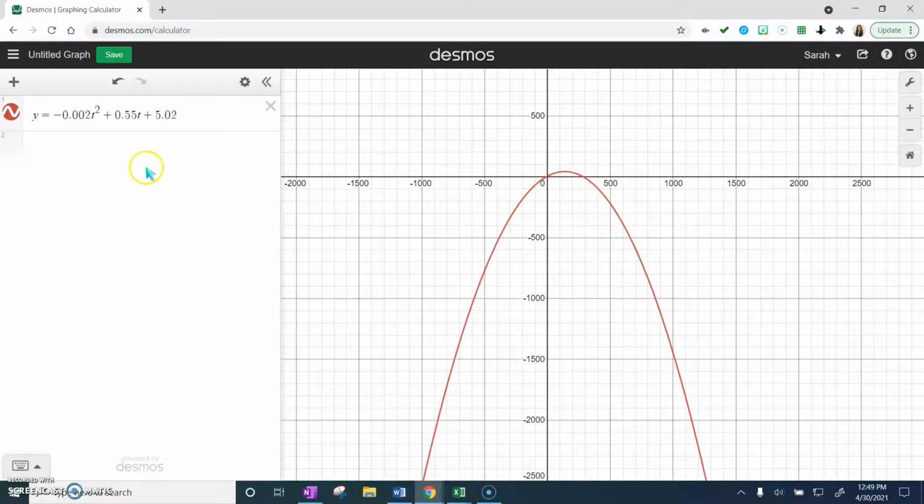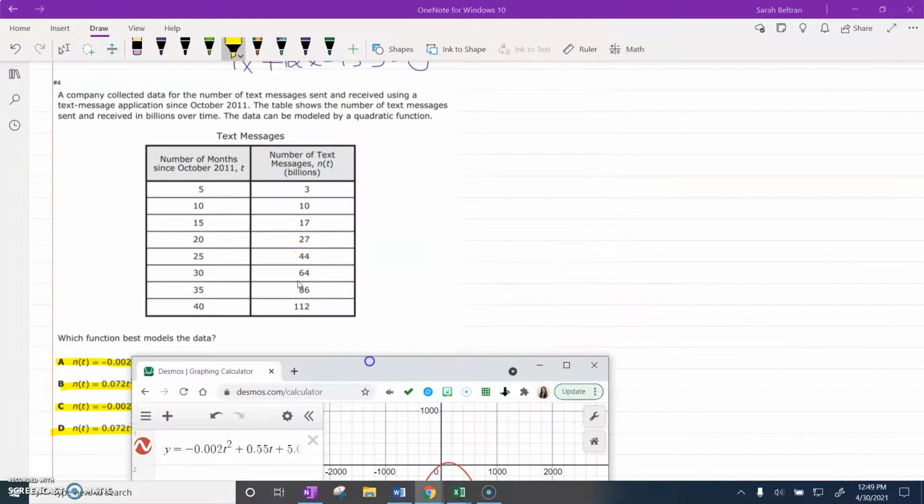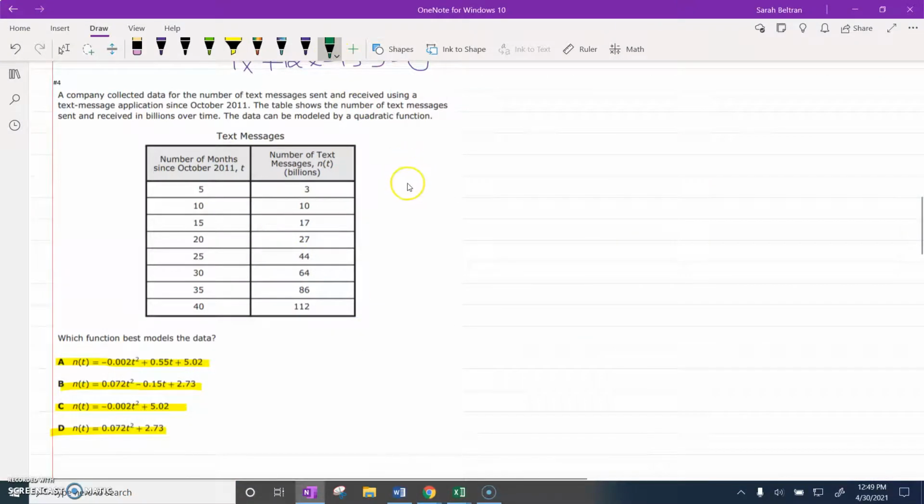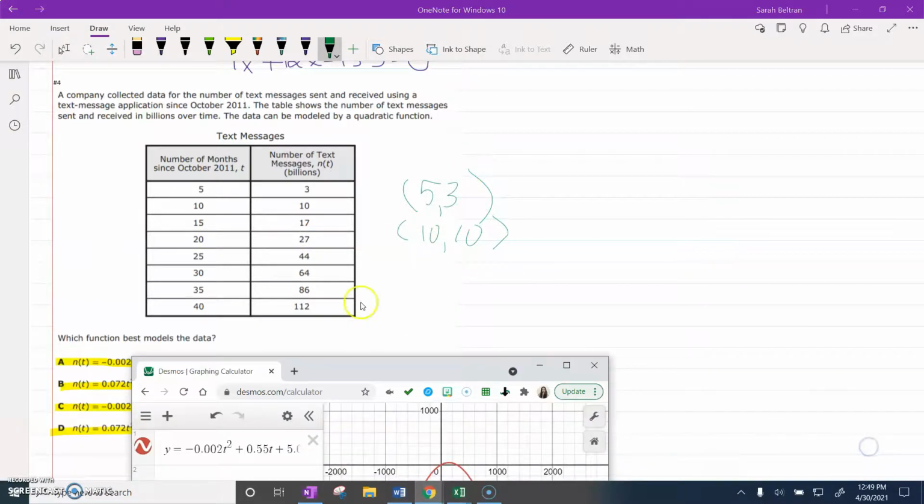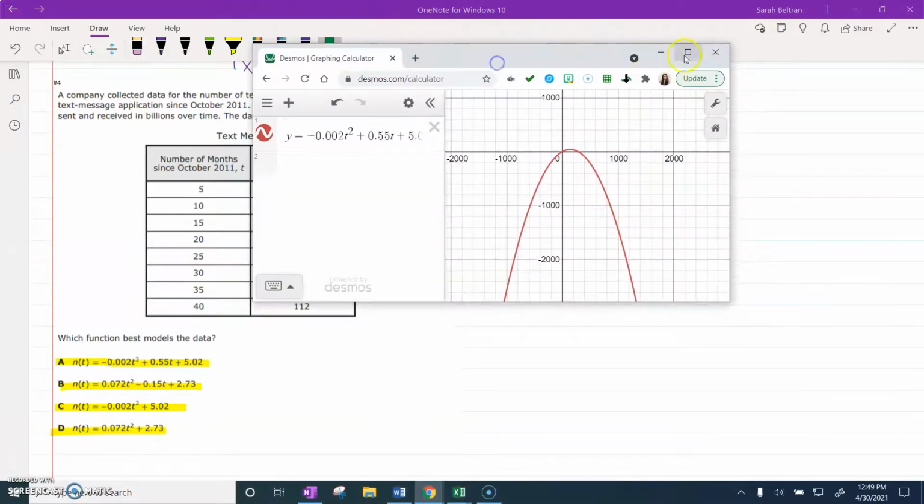So what you're going to do is graph all your answer choices A, B, C, and D, and then compare the points. Now, we have a point 5, 3, we have a point 10, 10, we have a point 15, 17, and so on. I want you to graph them on Desmos, and then make sure that the graph contains the points.